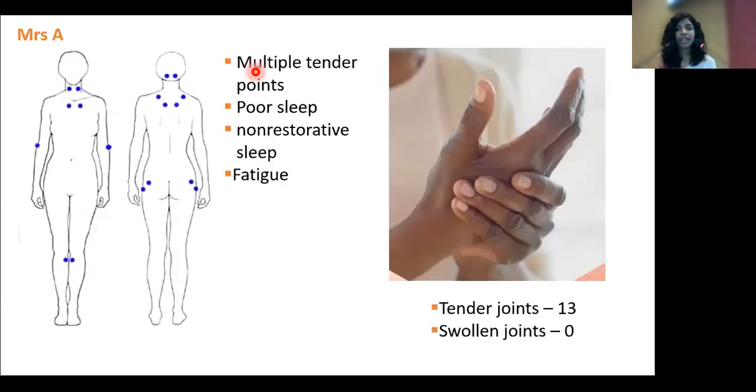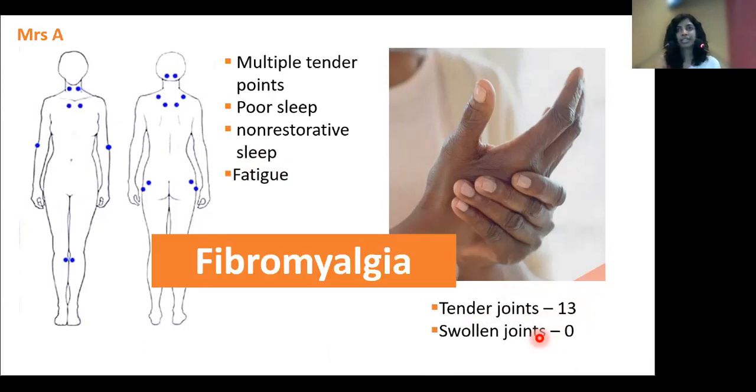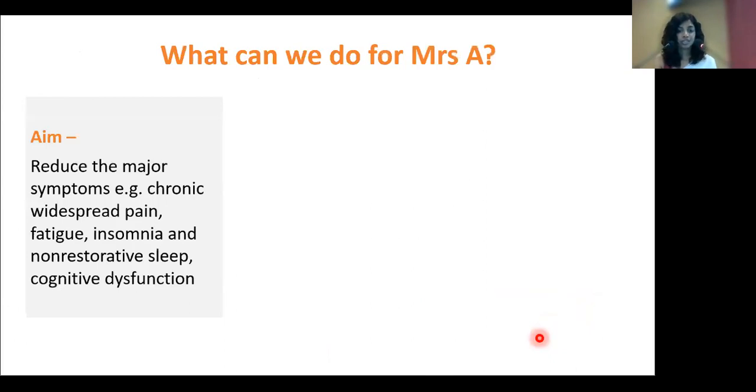So coming back to our patient, when you examine, you find multiple tender points, both in the upper and the lower body, and on the right and the left side. She says she can't sleep well, she doesn't feel refreshed when waking up from sleep, and she feels fatigued throughout the day. And although she has these tender joints, because she doesn't have active rheumatoid arthritis clinically, we came to the diagnosis of fibromyalgia. So what can we do for this patient?